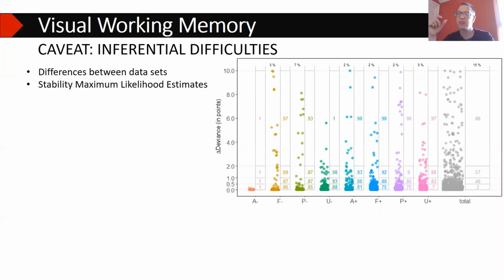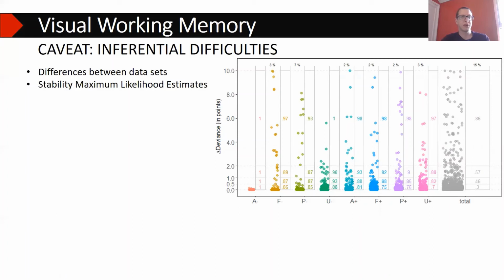Now remember, some of the differences between the models we looked at were actually below this one deviance point. So if models in themselves are that unstable, you can't actually draw any conclusions based on an overall difference between models when the model difference within models is that minimal.